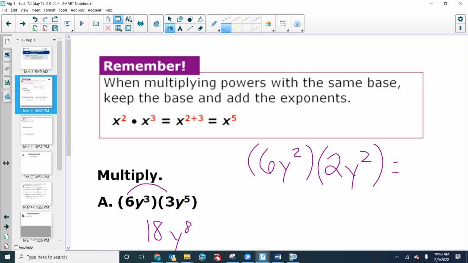All right. Gavin, what'd you get? 12y to the fourth. How many agree with Gavin? 12y to the fourth. I do also.